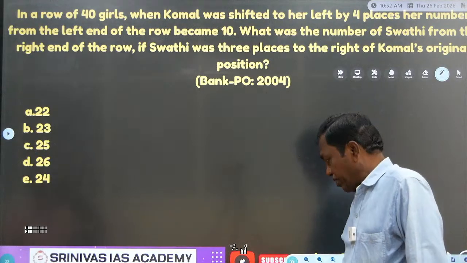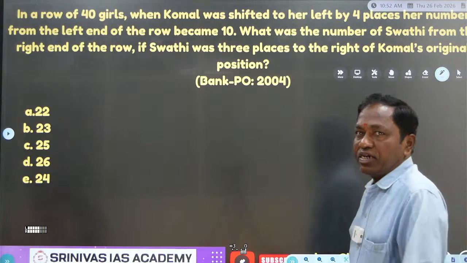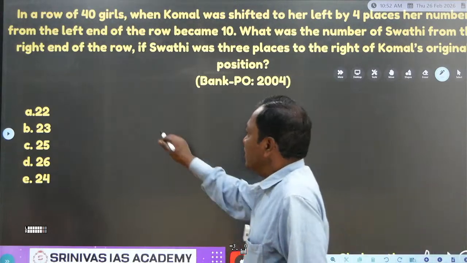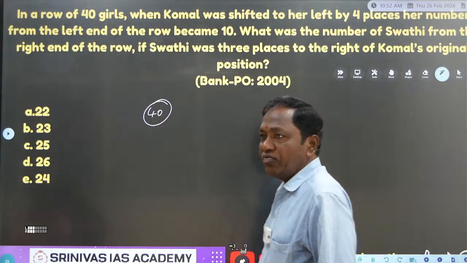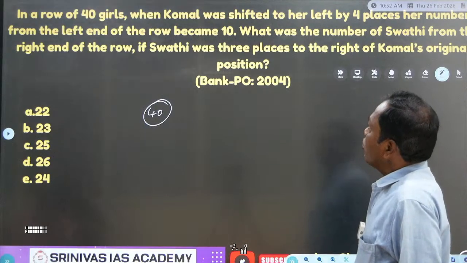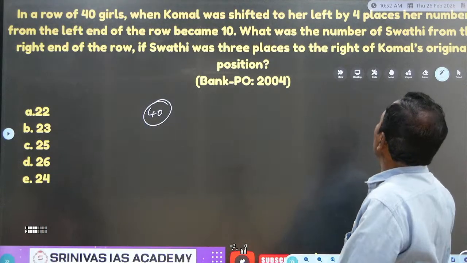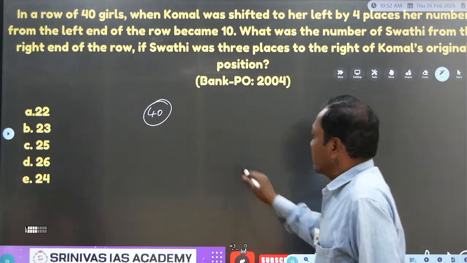Okay, we shall move on to the next question. In a row of 40 girls, you have to download the information from the question. Total girls are 40. You have to mark the 40 total. When Komal was shifted to her left by 4 places, her number from the left end of the row became 10.